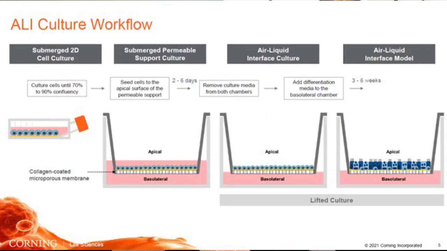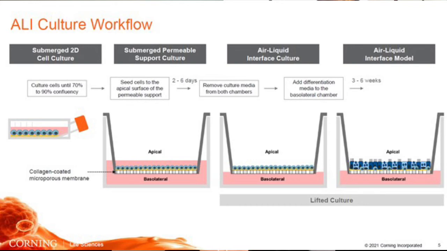The workflow itself starts with a phase of conventional 2D cell culture. And here you would have your undifferentiated cells. They would be expanded, submerged, typically on a cell culture flask towards confluency. The cells are then transferred. They're seeded onto the apical surface of the collagen-coated membrane, and growth media would be added here in both apical and also the basolateral chambers.